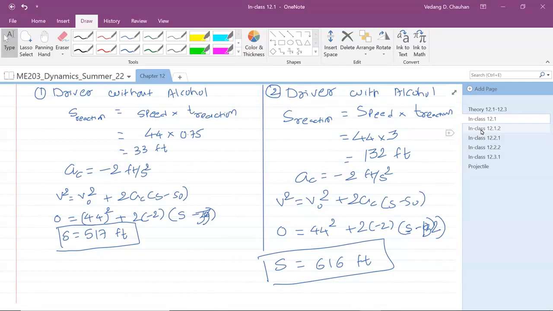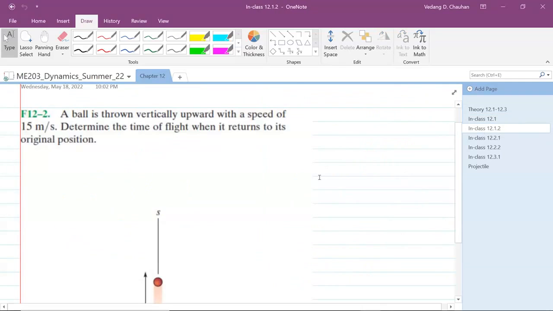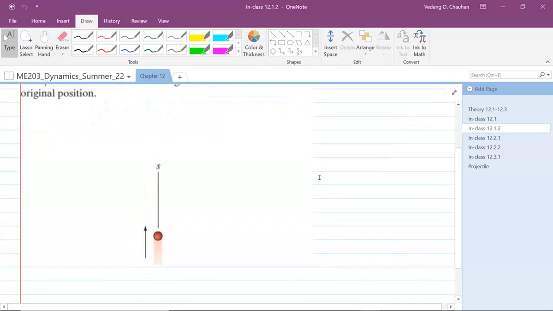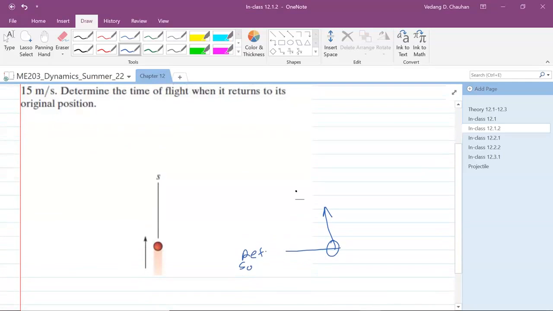And now we work on the last problem from this in-class exercise. A ball is being thrown vertically upward with a speed of 15 meters per second. Determine the time of flight when it returns to its original position. So let's draw a diagram. This is our initial position or reference point, and the ball is being thrown upward with 15 meters per second speed.